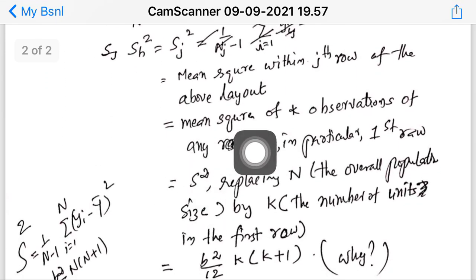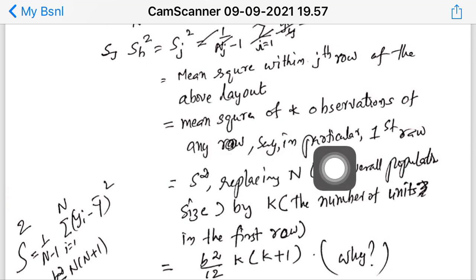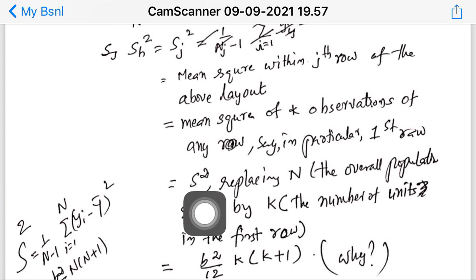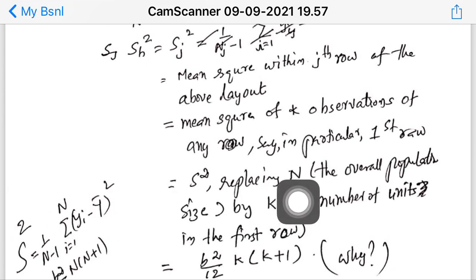This mean square of k observations of any row, say the first row in particular, that is equal to that S square where capital N is replaced by small k.